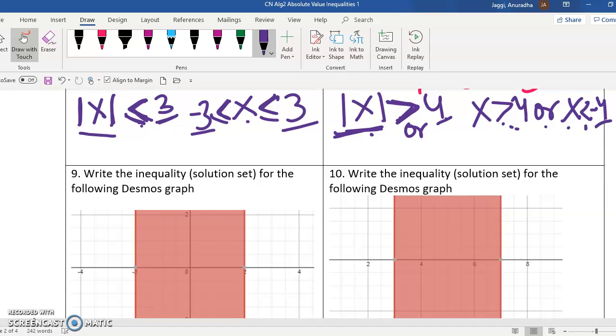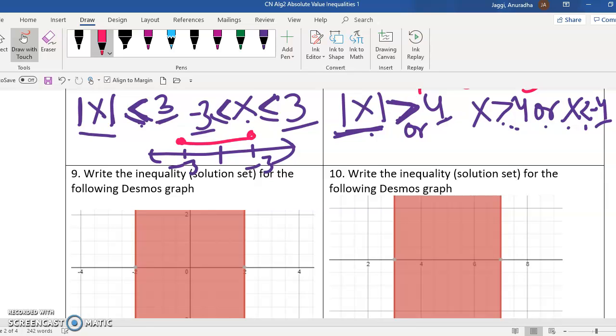How do you graph it? x lies between negative 3 and positive 3. So if this is your number line, this is negative 3 and this is positive 3. x lies between, bubble in the circles, in between the two.